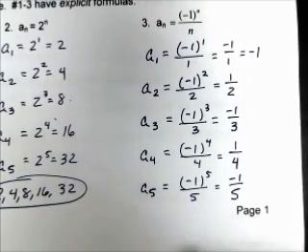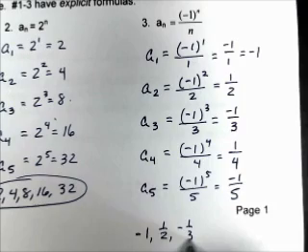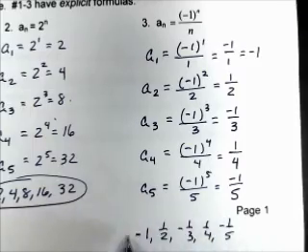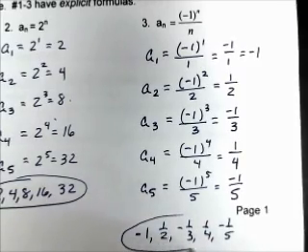So our 5 terms here are negative 1, 1/2, negative 1/3, 1/4, negative 1/5. And see how our negative and positive alternate. Negative, positive, negative, positive, negative.